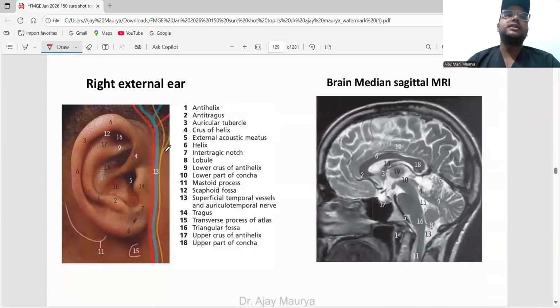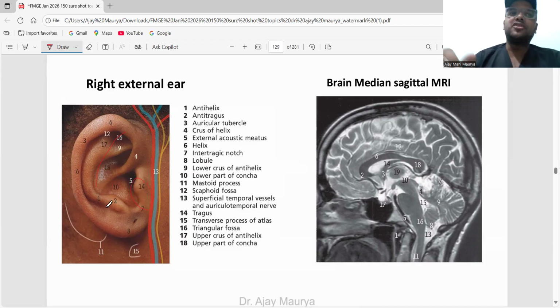The next one is the external ear. You have to know the parts, and I already covered in my channel what the nerve supply is. What's the nerve supply of the pinna, or only the tragus, antitragus, helix, parts, and lobule? What's the nerve supply here?